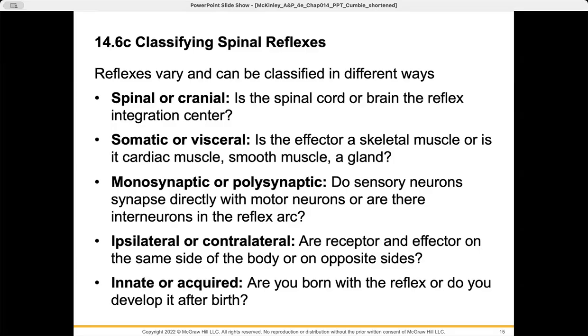They could be monosynaptic or polysynaptic. Monosynaptic, we have a direct interaction between the sensory neurons and the motor neurons. Polysynaptic might involve interneurons, like we saw in that previous picture, multiple neurons. They could be ipsilateral or contralateral, meaning ipsilateral if they involve a reflex on the same side of the body where the stimulus came from, or contralateral, meaning the stimulus came from one side of the body, but we sent the signal to the other side. And then some reflexes are considered innate, we're born with them, and others are acquired. We develop them after birth.